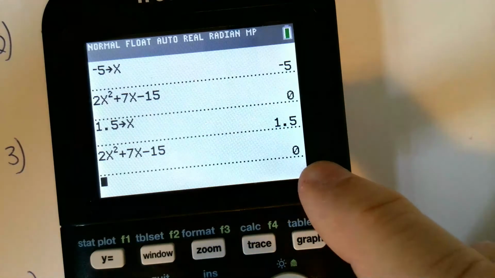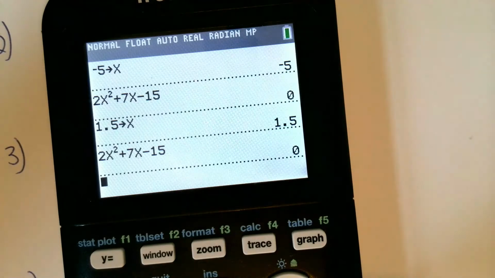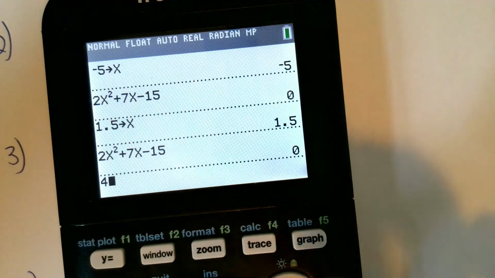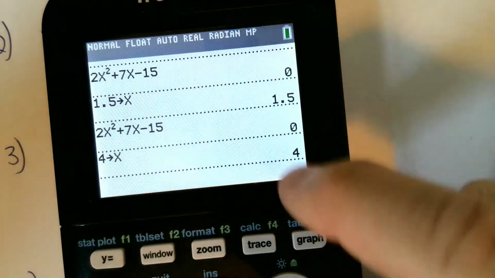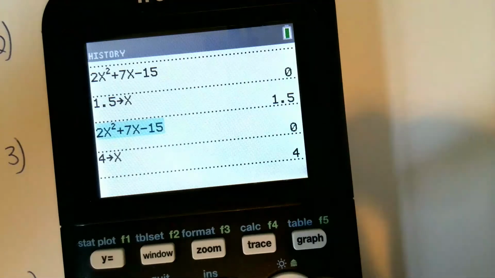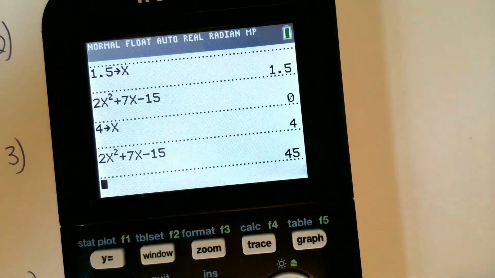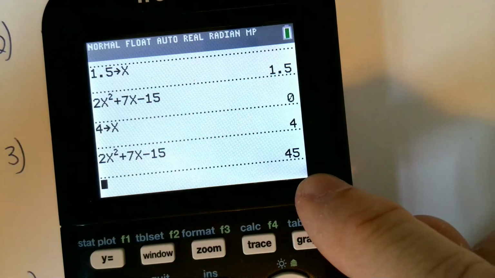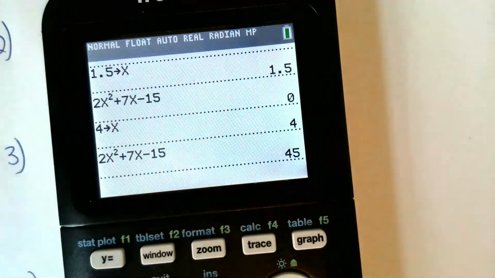Now, it doesn't mean that everything equals 0. Just to be clear, if I was to just make up something like 4 and store it in X, enter, and then I'm going to show you this. On the newer calculators, you can just do this. You can just scroll up and hit enter, and it'll pull something from above. And you can see that 4 actually gives me 45. The two solutions, the only two solutions, are the ones that we saw from before.